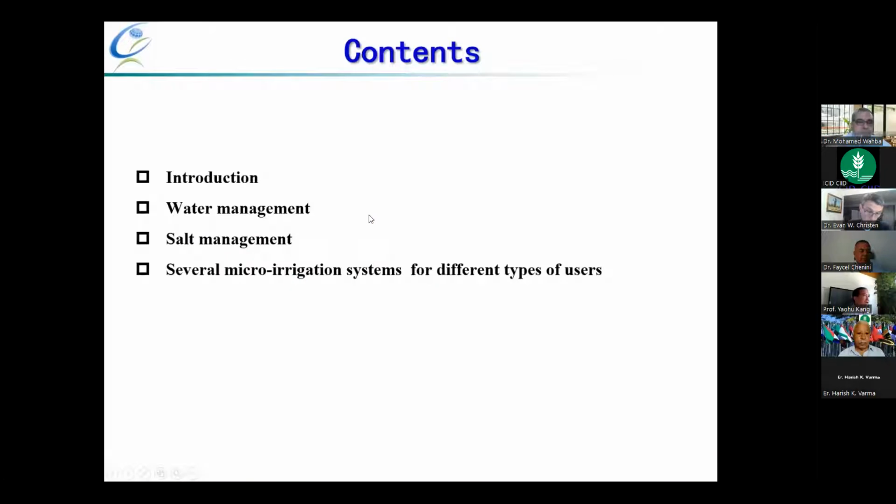The contents of my presentation include: first, introduction; second, water management; third, salt management; and finally I will introduce several micro-irrigation systems for different types of users.